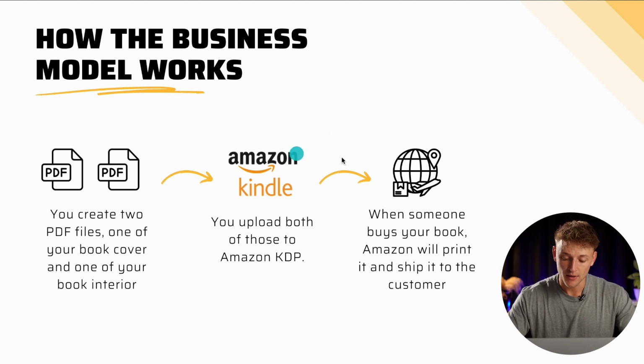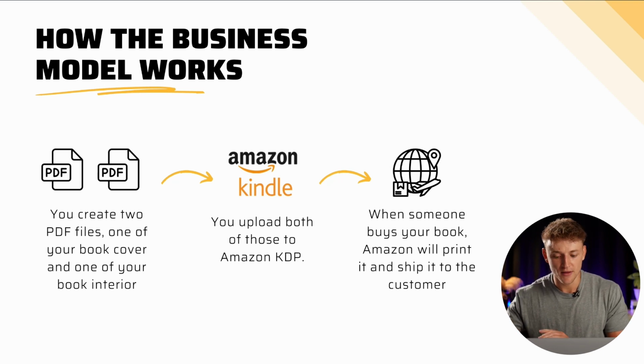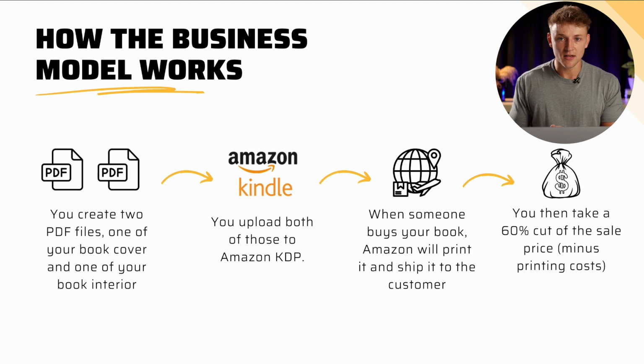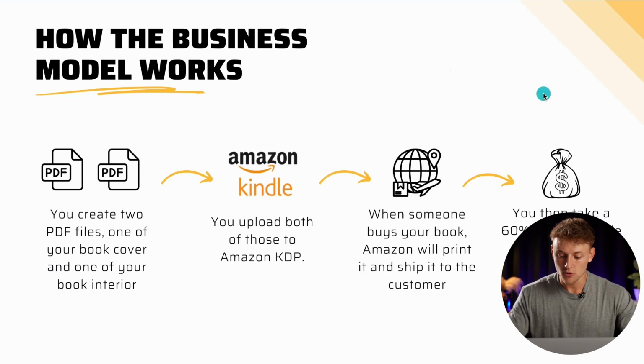And then ultimately, when someone ends up buying your book, at this point, Amazon will print those digital versions into physical copies and ship everything to the customer. You don't have to do anything. And then you just take a 60% cut of the sale price minus printing costs. So if this was your book, you take a 60% cut, actually to be fair, of the full price, which is £12.95, but pretend this wasn't on discount, this was just the normal price of £9.92. You would take a 60% cut of this £9.92 minus printing costs. So once you've taken printing costs off, it works out to be roughly 30%.